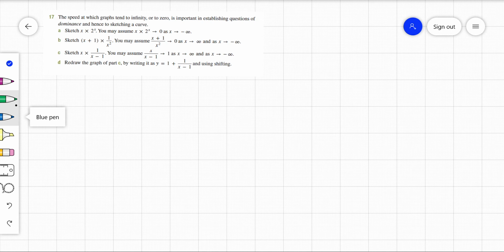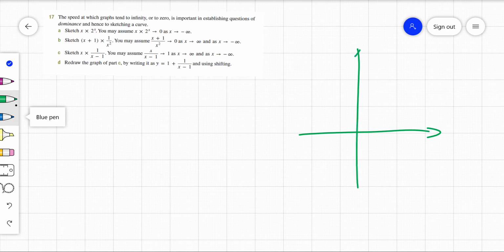Alright, so product graphs are probably the hardest graphs to draw. When you're looking at A, you're looking at x times 2 to the x, and if you think of x getting really, really big, going to infinity, then it's just going to get really, really big. But what goes faster is 2 to the power of x rather than just x. So 2 to the power of x starts winning as x gets really, really big.